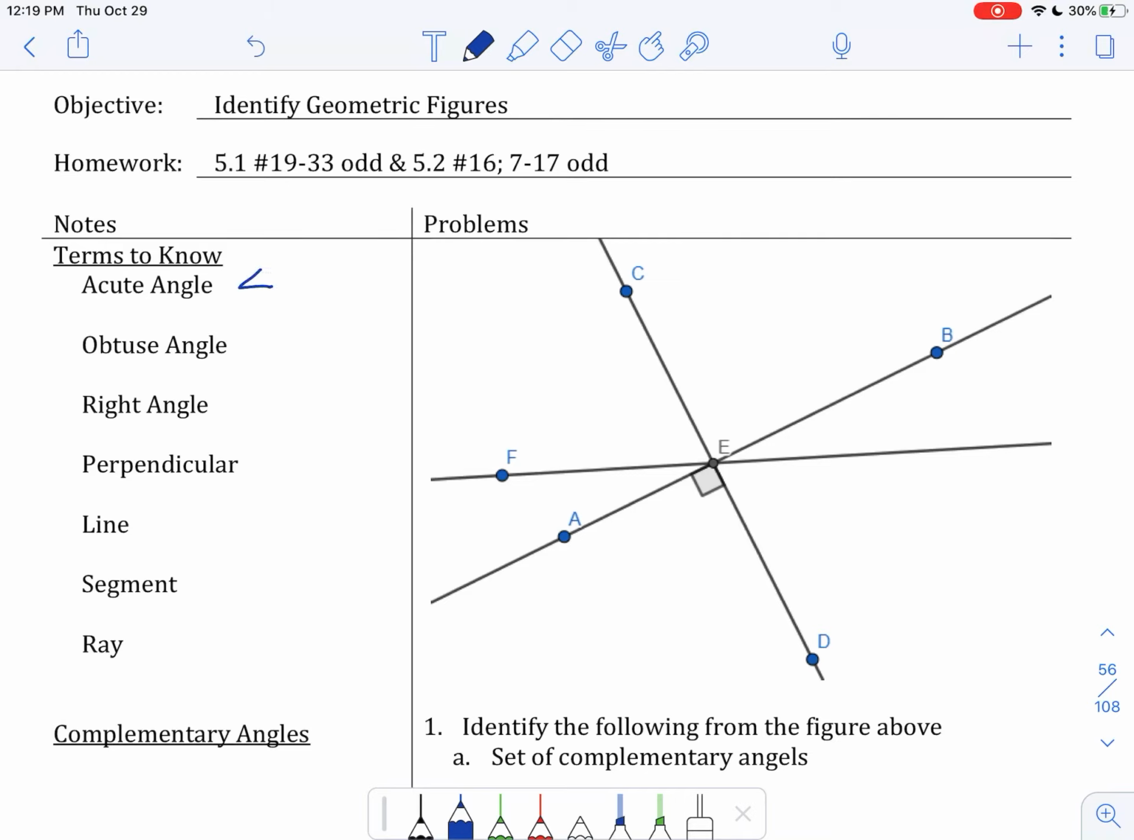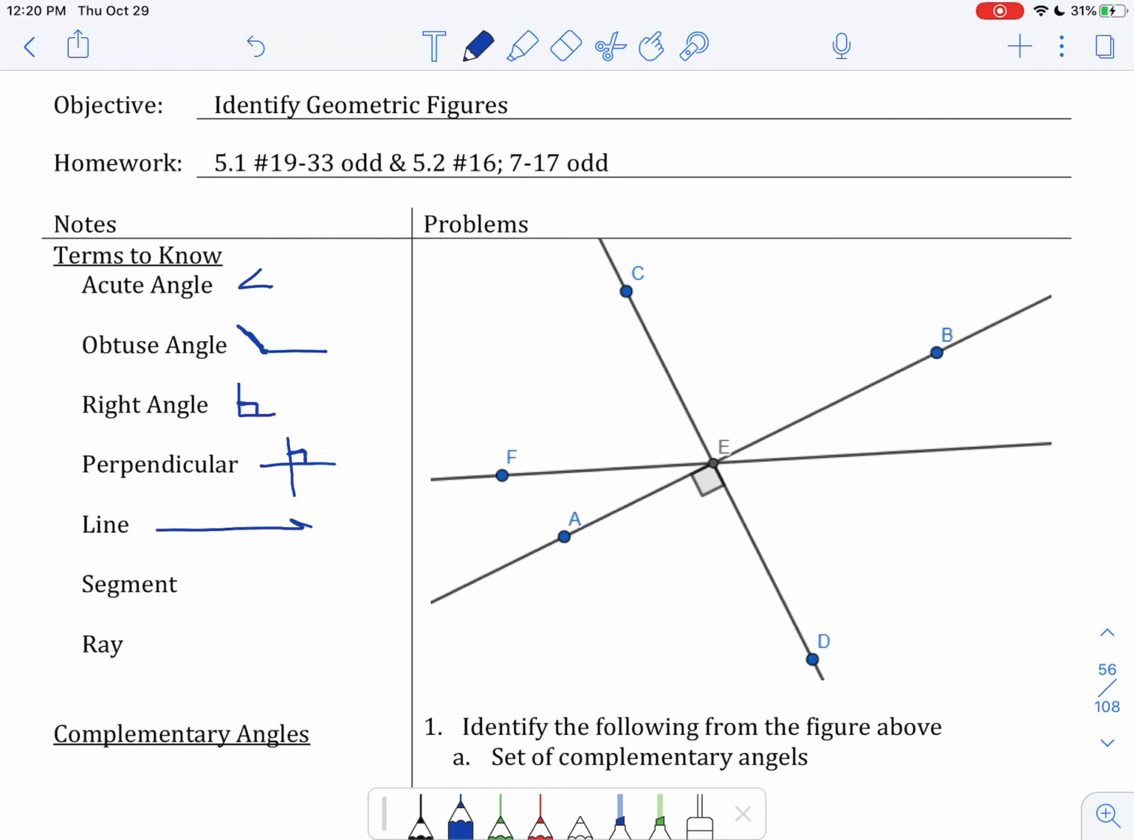Acute angle: this is an angle that's less than 90 degrees that looks like this. Obtuse angle is an angle that's greater than 90 degrees, and it's going to look like that. And a right angle is perfectly perpendicular. You show it with the box like this, and like what we see in this picture here at E. This is exactly 90 degrees. Perpendicular describes two things that meet at a right angle. So E is a right angle here, and the things that are perpendicular are the segments AB and CD.